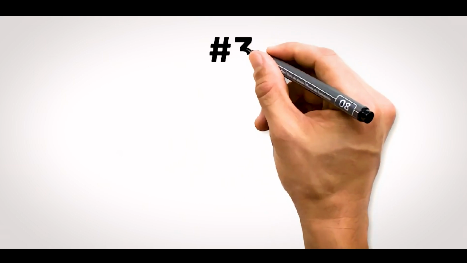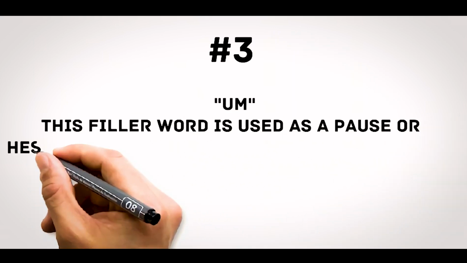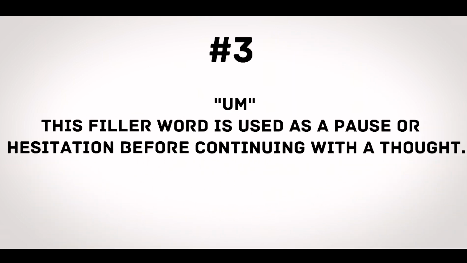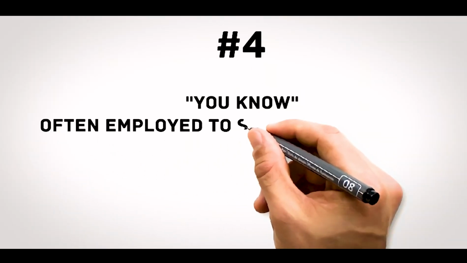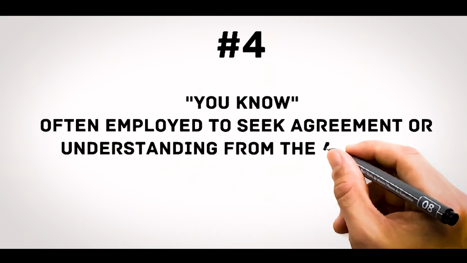The third filler word is used as a pause or a hesitation before continuing with a thought. For example, "I checked your work, um, I'm not sure if this is going to work out." While if we use the same sentence without a filler word: "I checked your work. I don't think this is going to work out." The fourth is often employed to seek agreement or understanding from the audience.